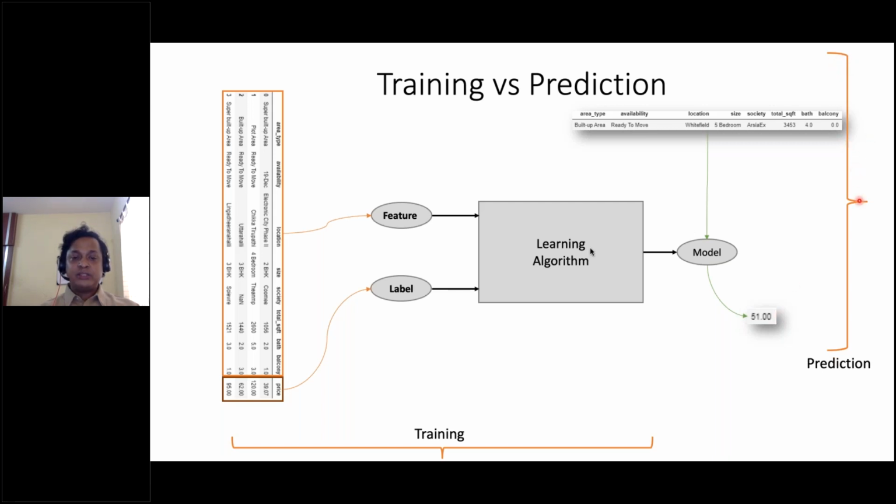So it's a two-step process. First, training, where we are asking the machine learning algorithm to find out the rule from the existing data. And in the second portion, we are using the model on unknown data to find out the prediction or answers.